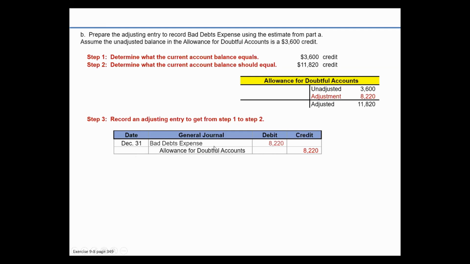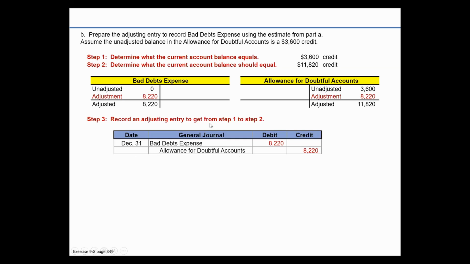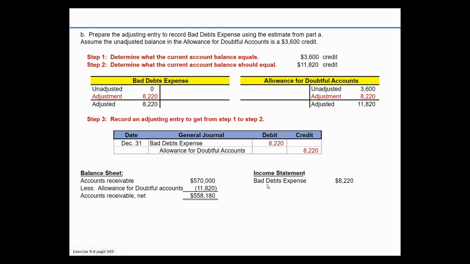So you have a debit for bad debt expense, 8,220, credit for allowance for doubtful accounts, 8,220. And so you'll add that as a debit to the bad debt expense. We haven't done anything with the bad debt expense yet, and so it's zero, because remember, expense resets every accounting period. But the allowance for doubtful accounts would carry forward. Then on the balance sheet, you'd have accounts receivable of $570,000 under assets, less the allowance for doubtful accounts of 11,820, and so accounts receivable net would be 558,180. Then on the income statement, you have bad debt expense of 8,220, because that's what it is for the current period.